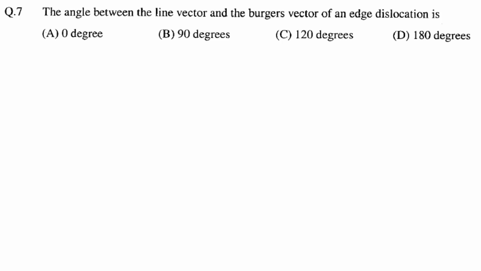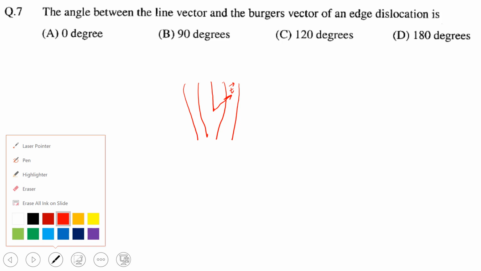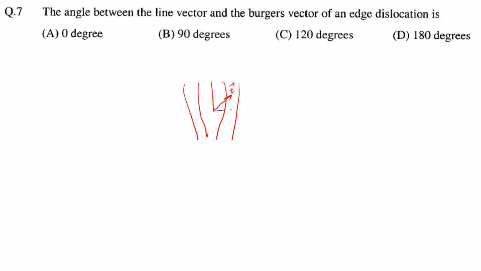Okay guys, so now if you see this edge dislocation, it is somewhat like this. This is the dislocation line, denoted by the T vector, and the Burgers vector is in this direction. The angle between them is 90 degrees. So the answer will be 90 degrees.